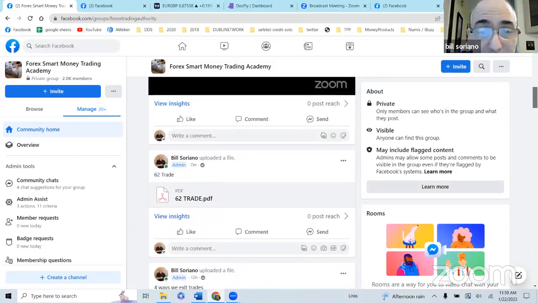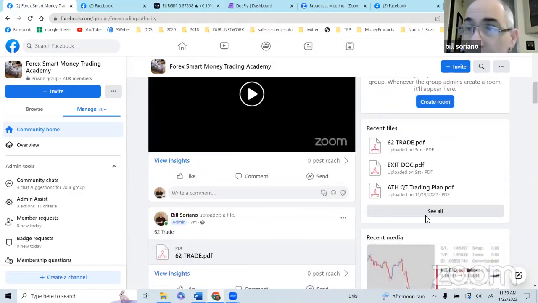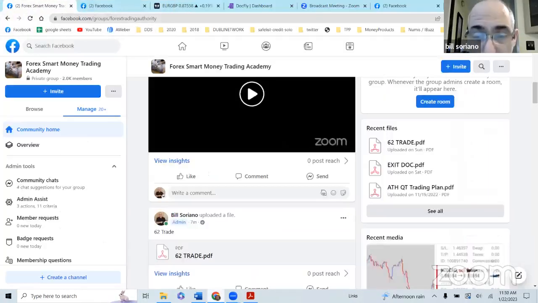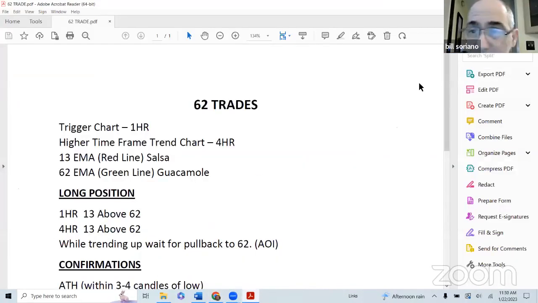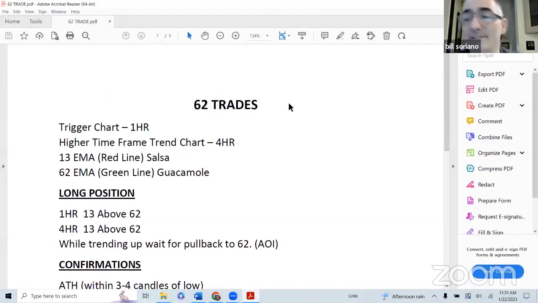And I did create a PDF for you guys, okay? I'm going to pull that up here. I got it on my desktop somewhere. Okay, so we do have it right here, a 62 trade document. Like I said, we're just going to call it the 62 trade, right?